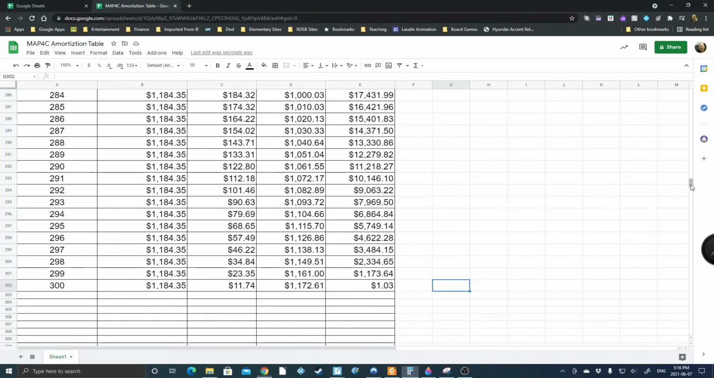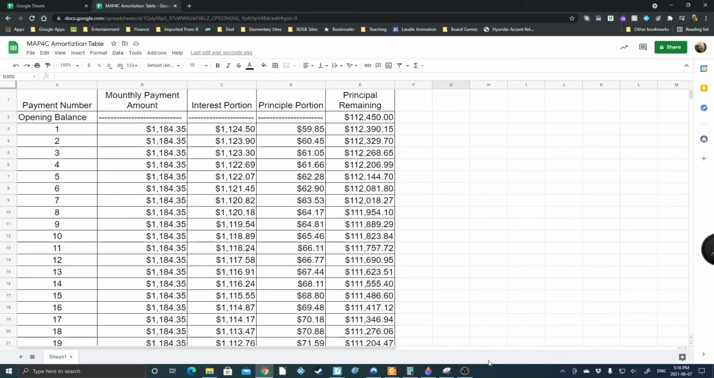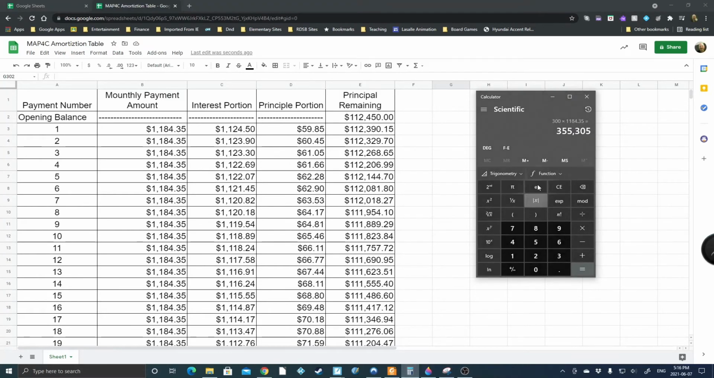And that house, how much was it when we started? $112,450. We have paid $355,305. Let me try that again. $355,305 for that $112,450 house. And if we subtract the original amount, we can find out how much interest that is. And that's $242,000 in interest.